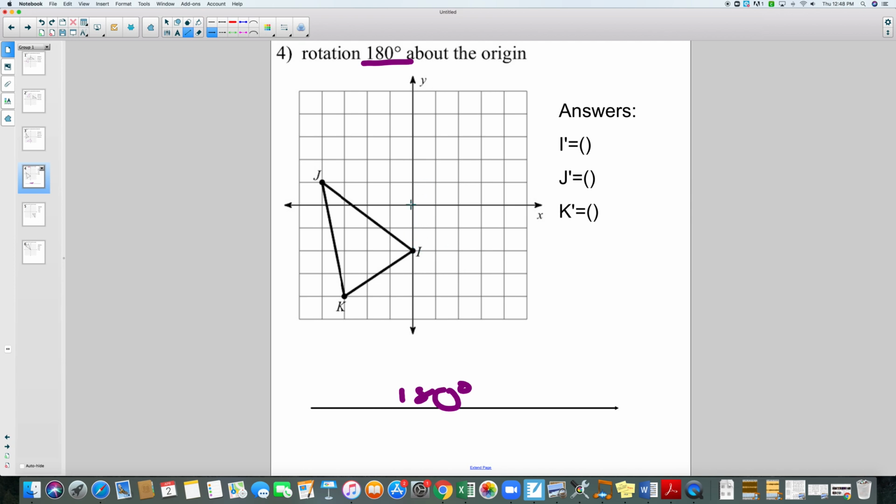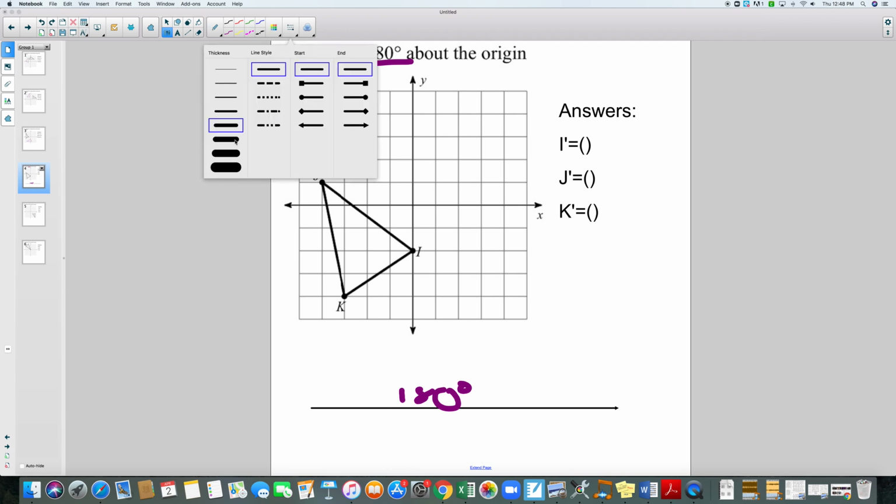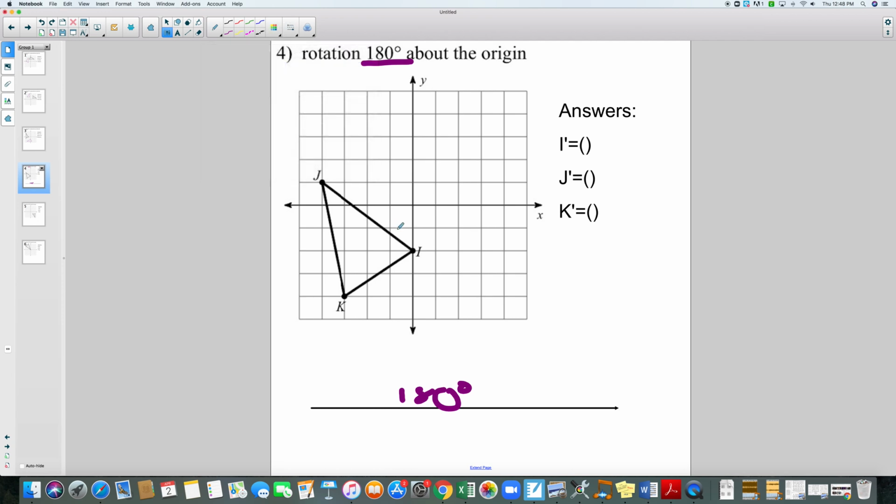We know that our I is 2 away, so let's go 2 in the opposite direction: 1, 2. I'm going to do a little bit bigger point. Plot the point. Now from I, we know K is going to be 1, 2 down the axis and over 3. So from I, let's go up 2, and then over 3. Plot our point.